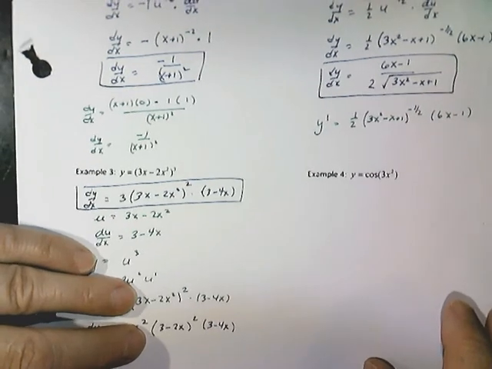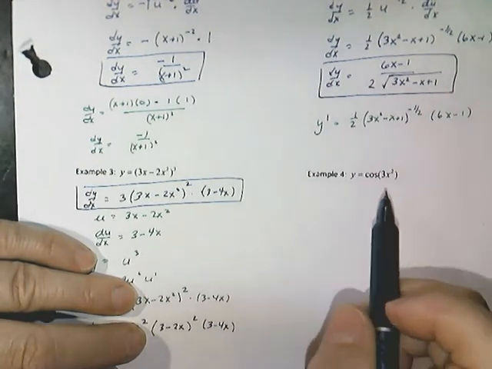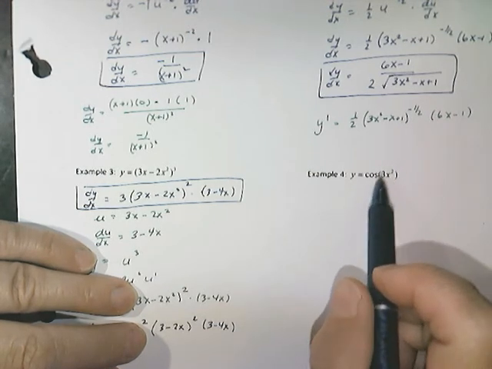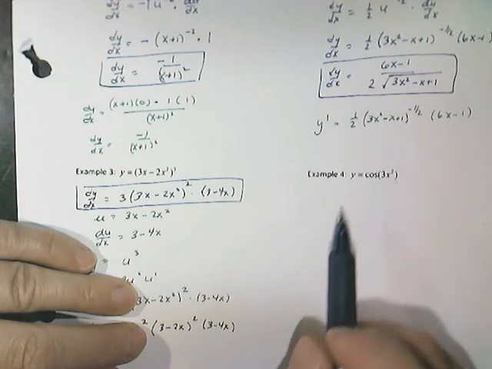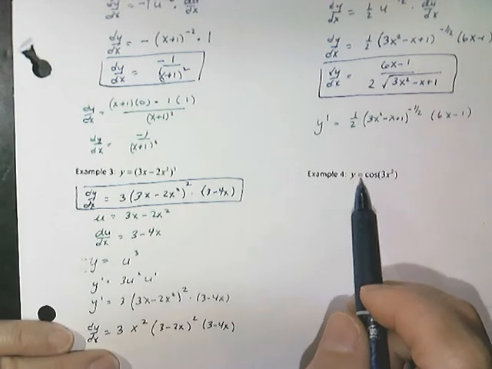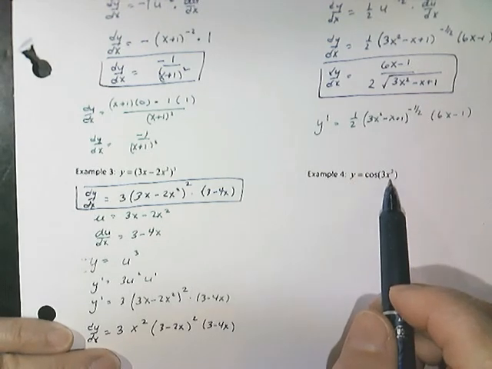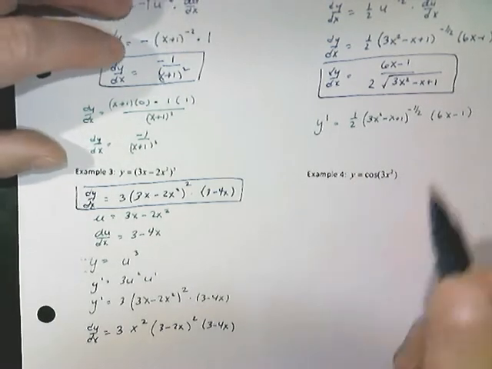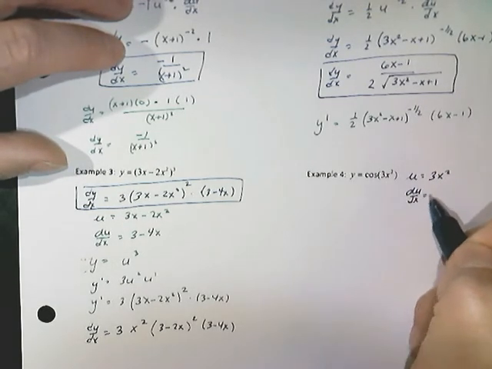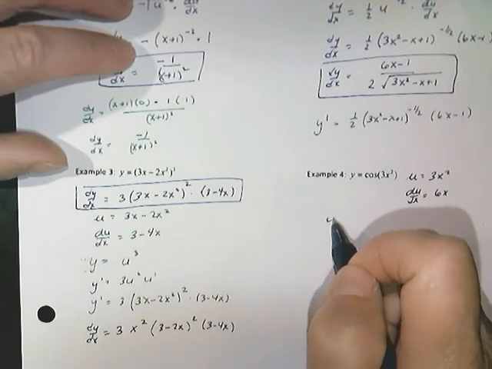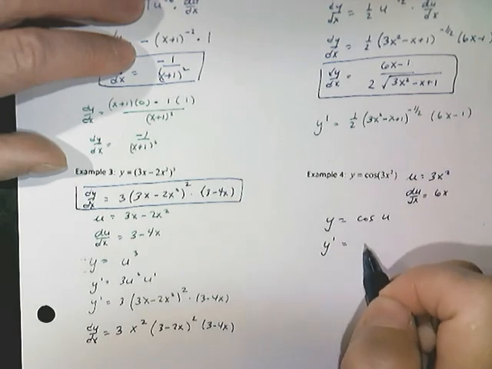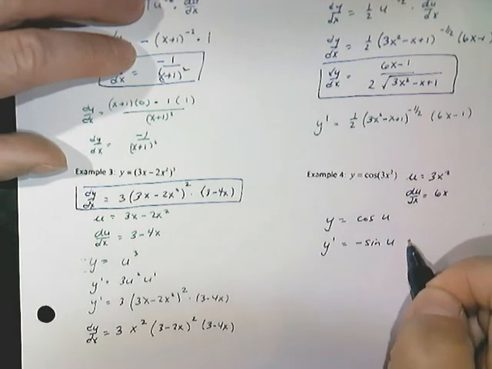Okay, well, this also works with trig. I've got y equals cosine 3x squared. So you can easily see this 3x squared is a function within the function of cosine. So that means I'm going to have to take the derivative of cosine multiplied by the derivative of 3x squared. So I'm going to say u equals 3x squared. du/dx equals 6x. So y is equal to cosine of u. y prime is equal to negative sine u times u prime.